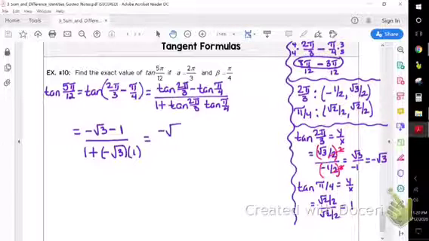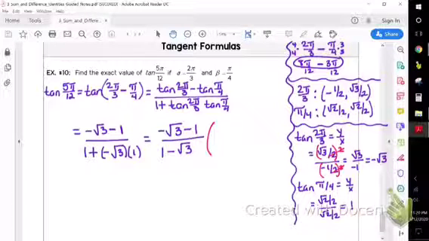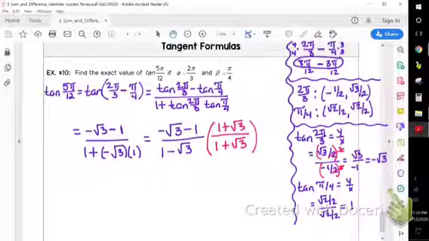So in the numerator, I got the negative square root of 3 minus 1 over, in the denominator, 1 plus a negative is a minus square root of 3. But we can't have a radical on the bottom, remember? So we're going to need to rationalize our denominator. And so that means we're going to multiply by the conjugate of the denominator. Well, the denominator is 1 minus the square root of 3, so its conjugate is 1 plus the square root of 3. And so what you do to the bottom, you have to do to the top.